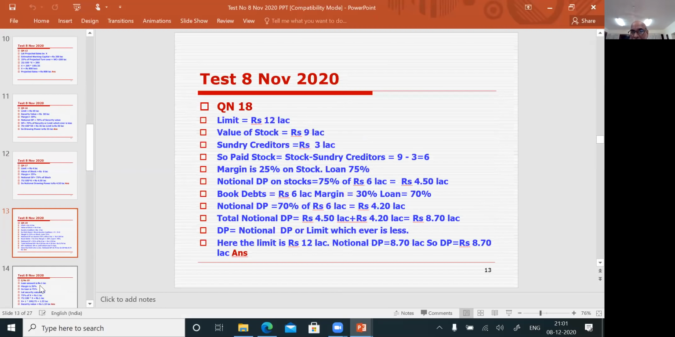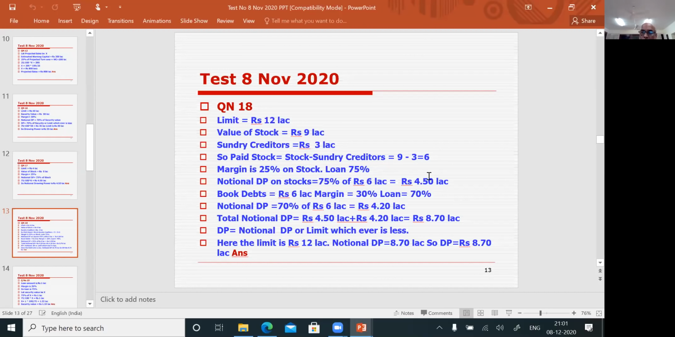Limit is rupees 12 lakhs. Value of stock is rupees 9 lakhs. Sundry creditors is rupees 3 lakhs. So paid stock, that is stock minus sundry creditors, is 9 minus 3, which is 6. Margin is 25% on stock, so loan is 75%. So notional DP on stock is 75% of the paid stock, 75% of 6 lakhs, which is 4.50.